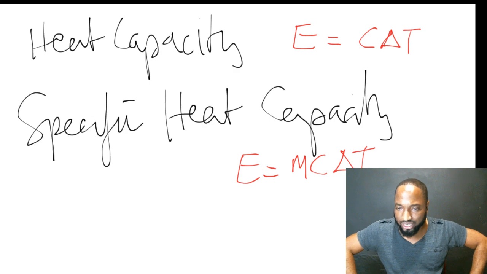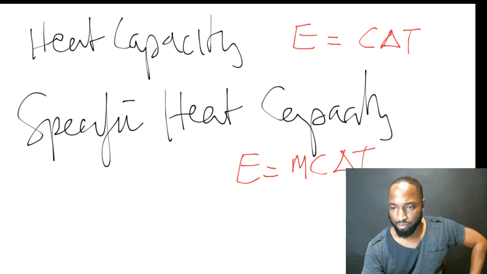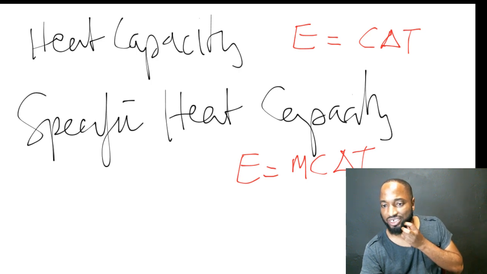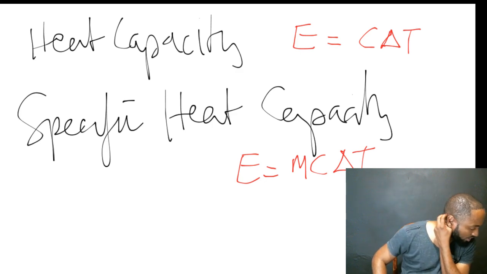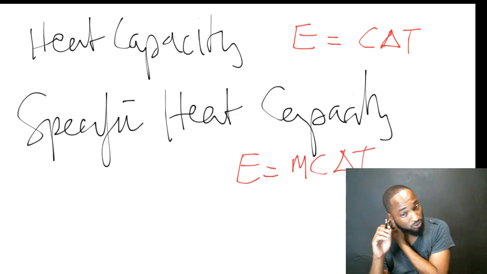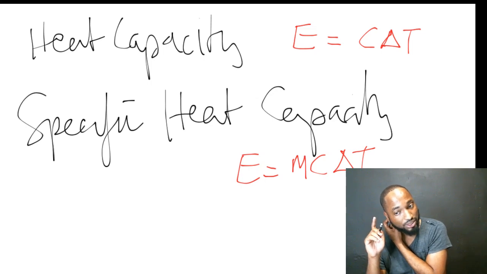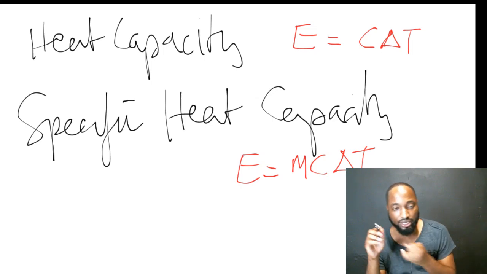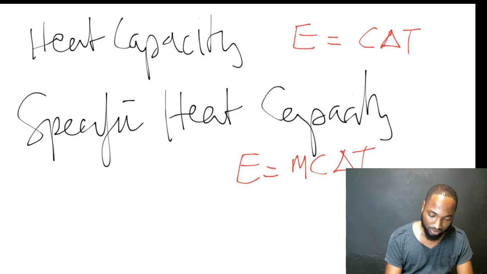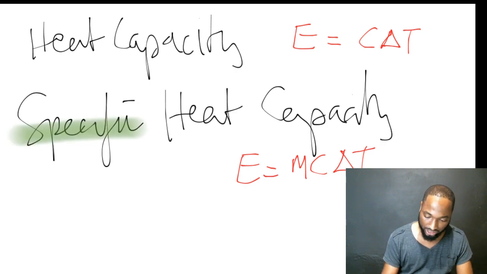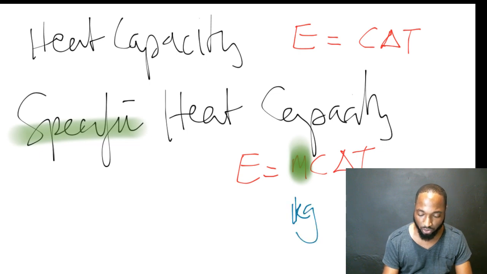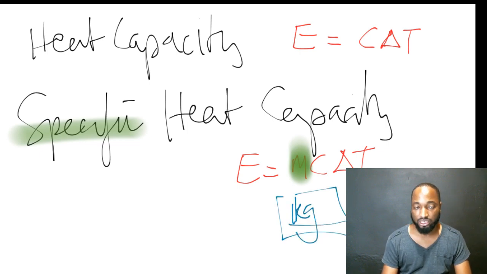And the specific heat capacity is the amount of energy required to raise the temperature of a substance per unit mass. So you're adding mass in the specific heat, right? 1 Kelvin, but it must be 1 kilogram of the substance. We good there? So with specific, you're just adding in mass. So you're just adding in 1 kg or unit mass into your definition.